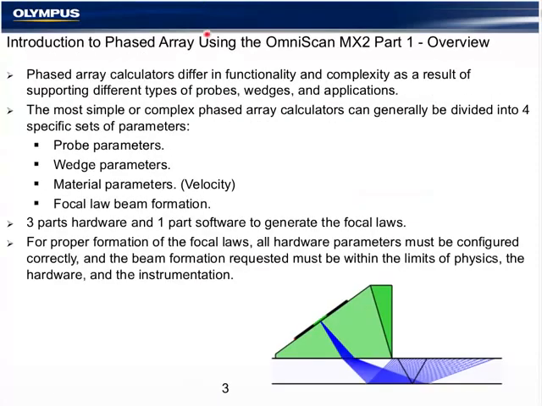We're going to be talking today about some of the hardware and software used to develop the phased array, and we divide these into 4 specific groups. 3 parts hardware: the probe, the wedge, the material, and 1 part software, the focal law.